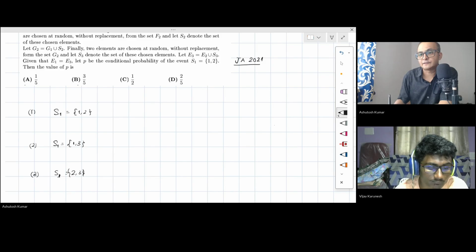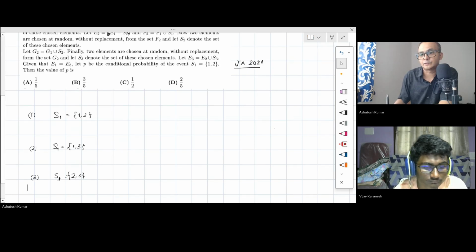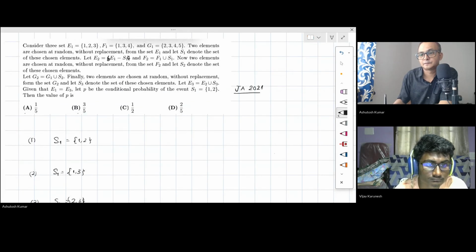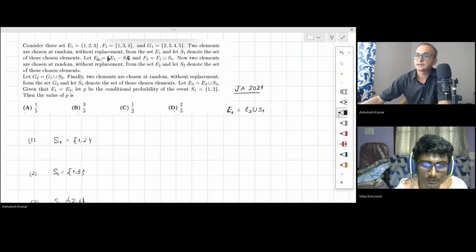Now when you proceed further, what do you observe? E2 is E1 minus S1. What is the meaning of this? The element in E1 which is not in S1. So can you write that E1 is again E2 union S1? Yes, sir. Correct.